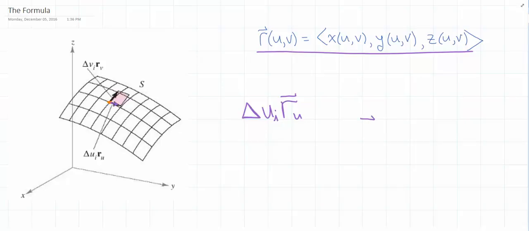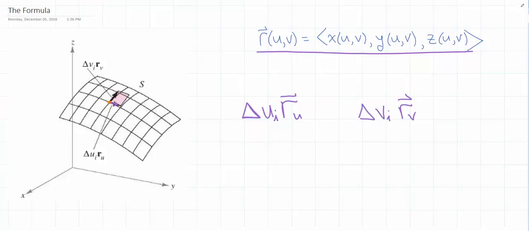Then I can do the same thing with a vector in the v direction. I can multiply this partial by delta v sub i. So here we have two vectors, and they form a parallelogram on the tangent plane. Now remember, we argue that as we make that parallelogram smaller and smaller and smaller, we get closer and closer to the actual surface area of that little piece of surface. And then we use the integral and sum all of those up.